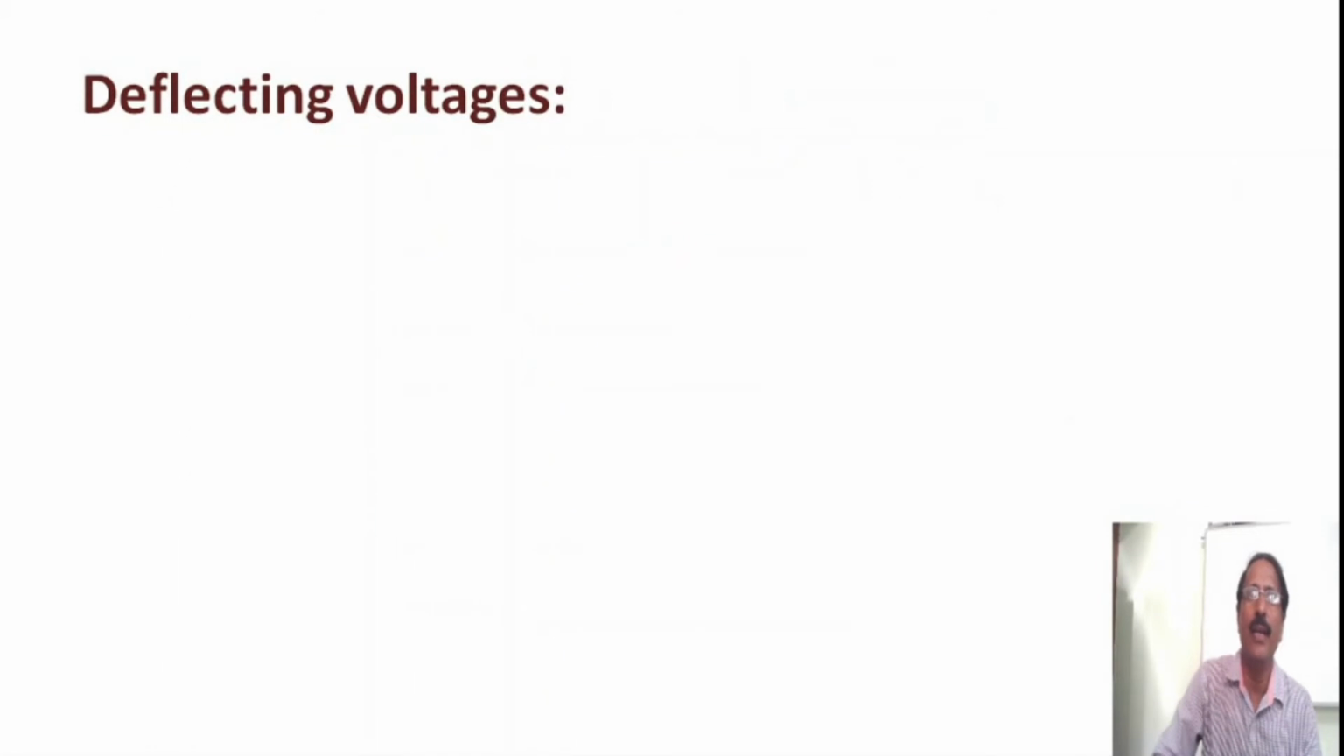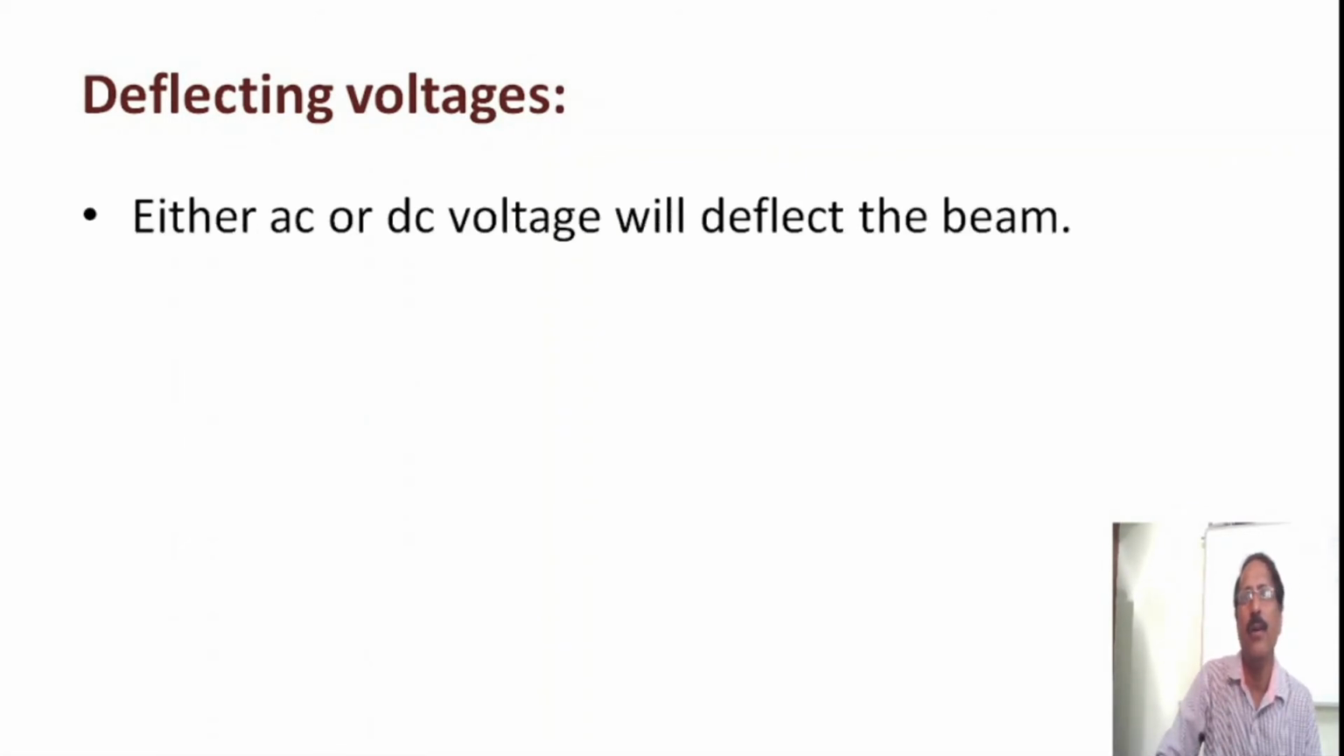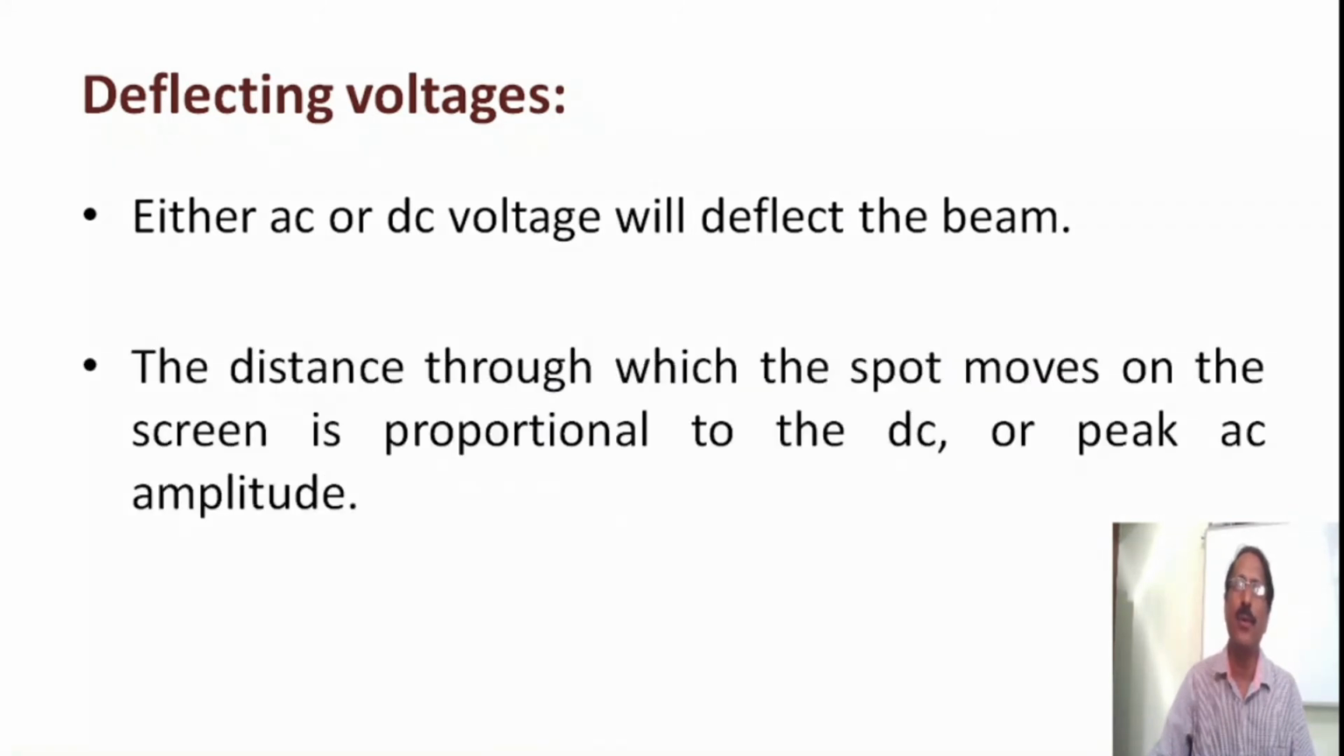Now let us see the deflecting voltages. Either AC or DC will deflect the beam. The distance through which the spot moves on the screen is proportional to the DC or peak AC amplitude. The deflection sensitivity of the tube is usually stated as the voltage required for each centimeter of deflection of the spot on the screen.